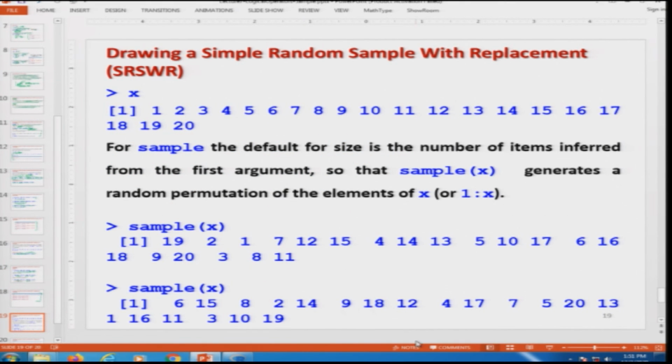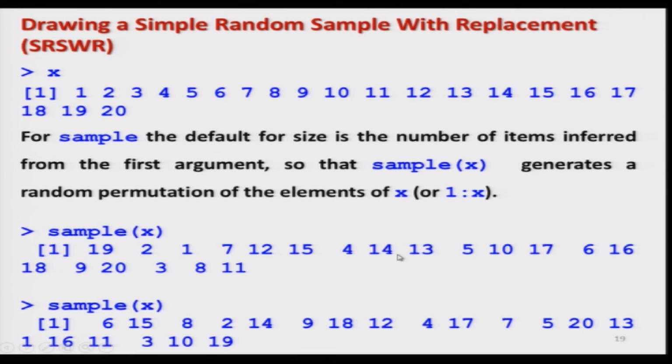Now, I just want to show you the last thing, that if you try to take the same population, and if you simply use the command sample x. Sample x means you are trying to choose the same number of units in the sample from the population, whatever is the size of the population. So, in case the population is of size capital N, then when you write sample x, that means the size of the sample is also going to be capital N.